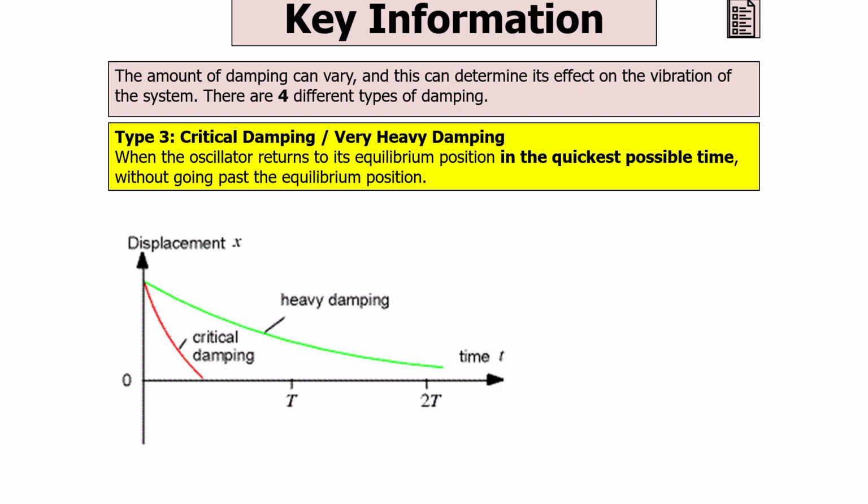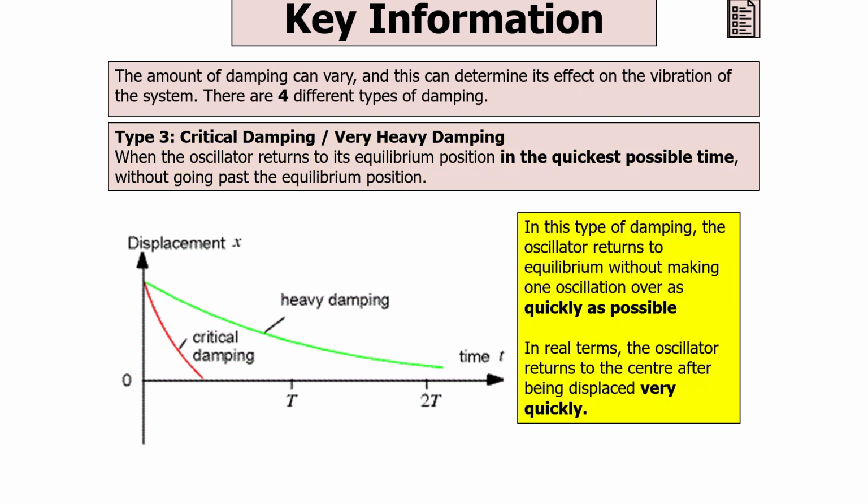The third type is called critical dampening or very heavy dampening. This is when an oscillator returns to its equilibrium position in the quickest possible time without going past the equilibrium position. So in this type of dampening, the oscillator returns to equilibrium without making one oscillation over as quickly as possible. So in real terms, the oscillator returns to the centre after being displaced very quickly.